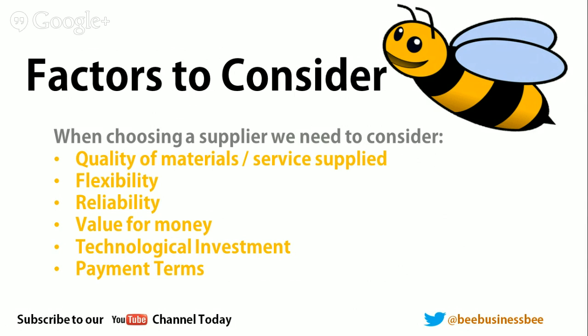Or you could look for a supplier who's got better payment terms, so they give you longer creditor days to pay. So they might give you 60 days or 90 days. Again, it could be important to look at if you've got cash flow considerations. You may look to change supplier purely because of the cash flow position of the organisation.